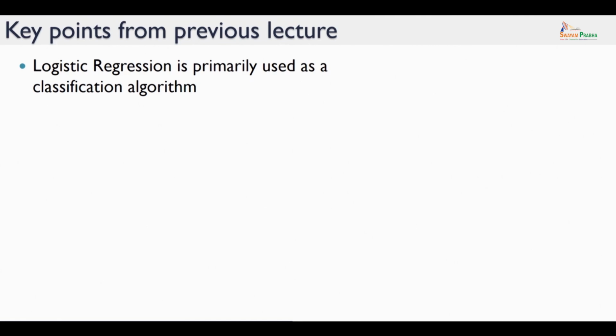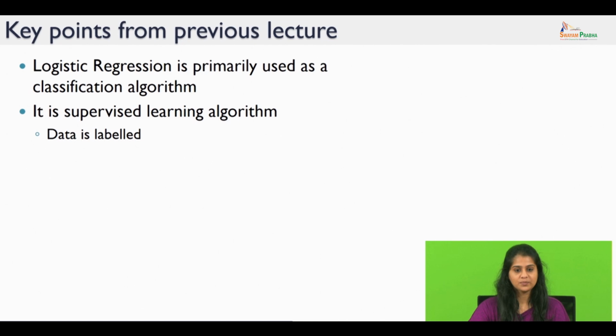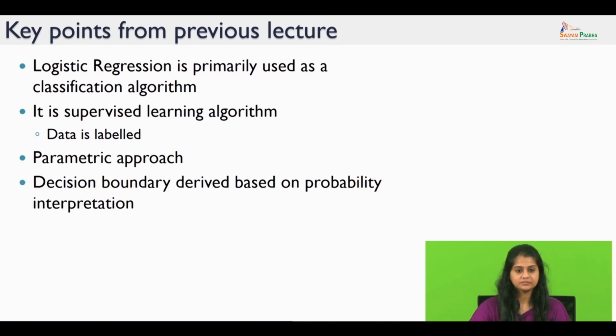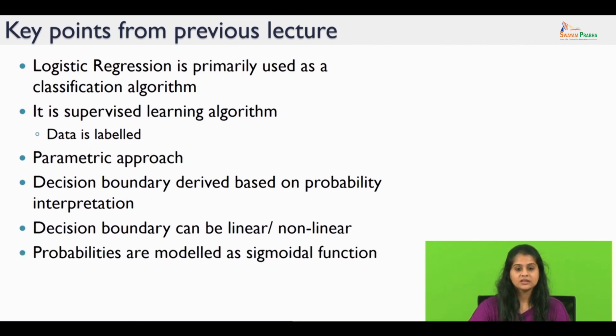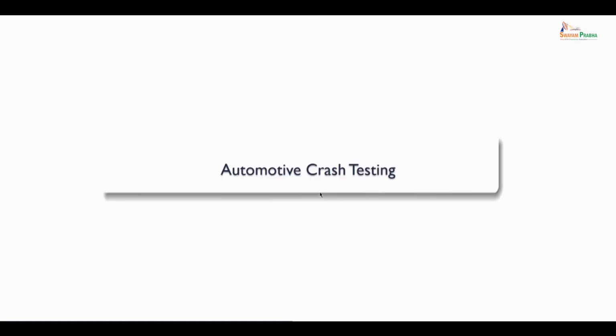Some key points from the previous lecture of Professor Raghu's. We know that logistic regression is a classification technique and it is a supervised learning algorithm. By supervised, I mean that the data is labeled. It is also a parametric approach, since at the end of the application of the algorithm, we are going to get parameters out of it. The decision boundary is derived based on the probability interpretation, and it can be linear or non-linear. The probabilities are also modeled as a sigmoidal function. So let's look at the problem statement.